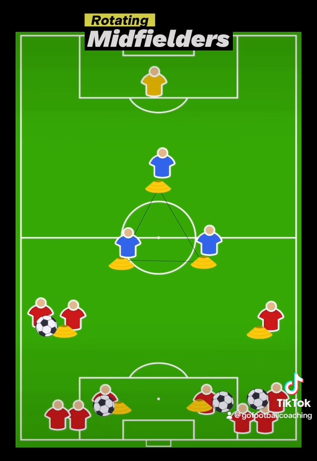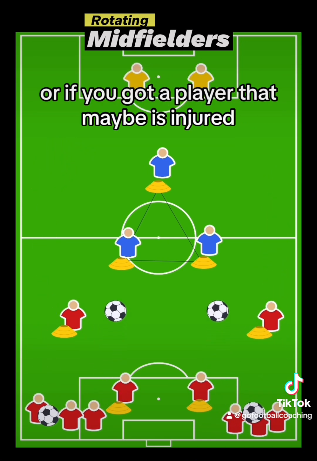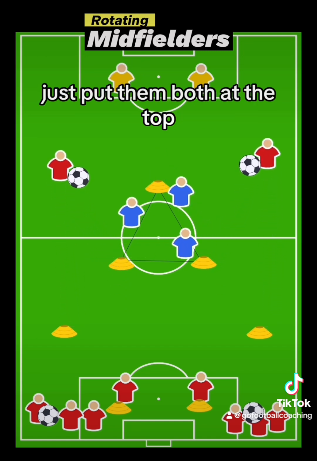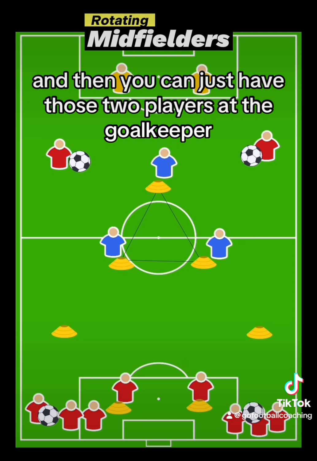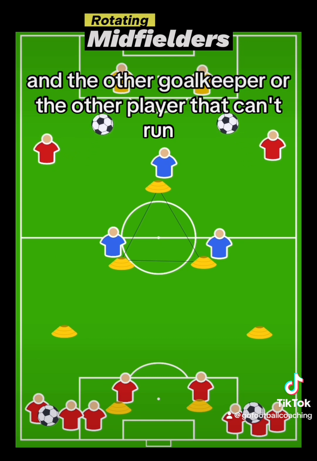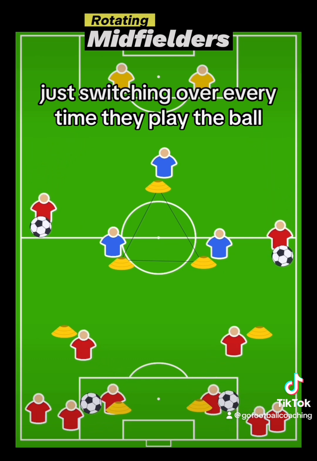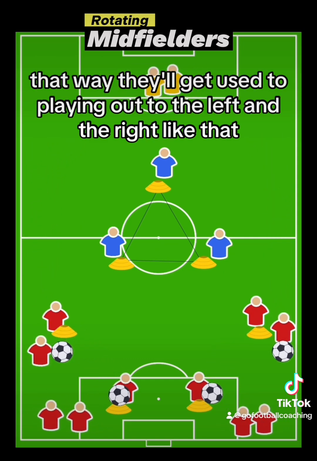trying to attack. If you do have two goalkeepers, or if you've got a player that maybe is injured, don't do the running or too much of it as well, just put them both at the top, and then you can just have those two players, the goalkeeper and the other goalkeeper, or the other player that can't run, just switching over every time they play the ball. That way they'll get used to playing it out to the left and the right like that.